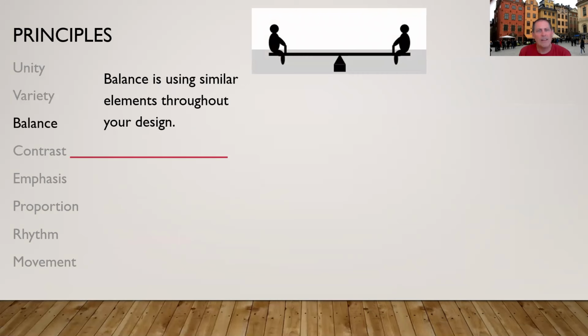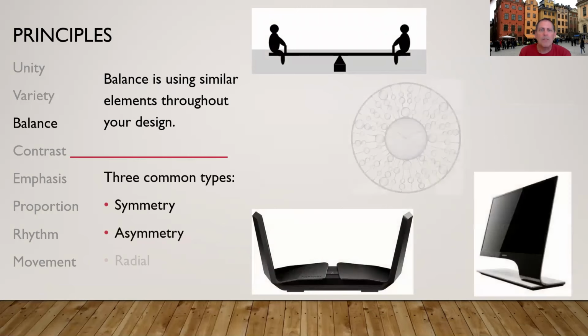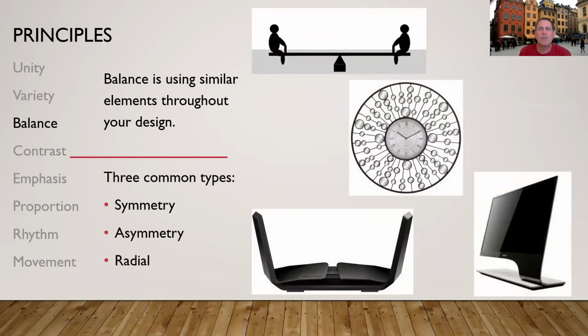Balance is basically the idea of using similar elements throughout your design, left to right, top to bottom. Three common types of balance are symmetry, asymmetry, and radial symmetry, or radial balance. So, I don't remember the name of it, it's one of the routers shown there on the bottom left. Certainly does not need to be a symmetric design. Some element of symmetry is probably good for the antennas, but it doesn't need to be that shape. That was chosen for the aesthetic value.